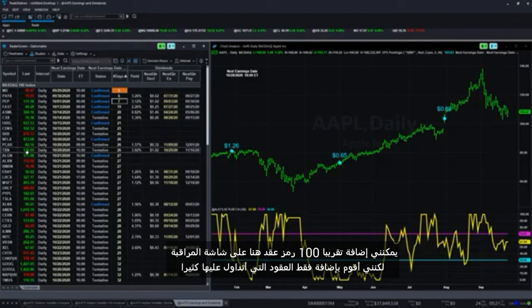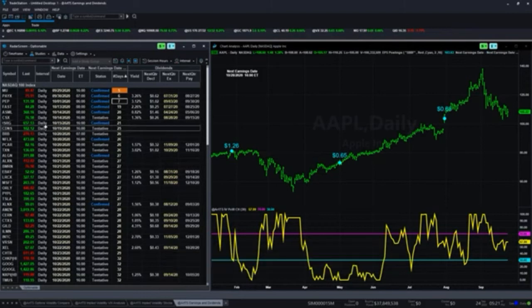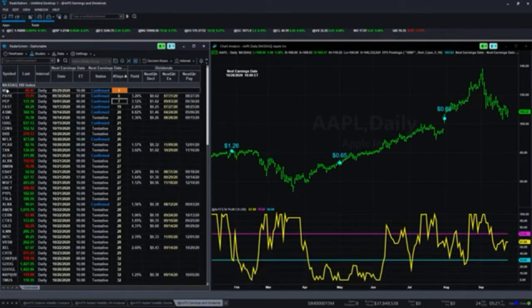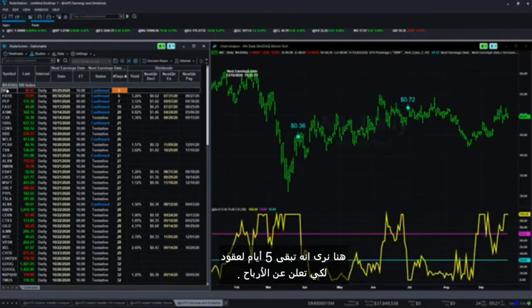And again, I can add up to 1,000 symbols here in Radar Screen. But typically, I'm looking at the symbols that I trade the most. They're usually typically high volume, more liquid kind of stocks. So, here we can see that Micron is 5 days out.